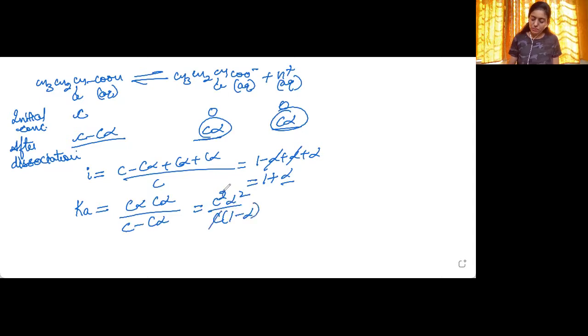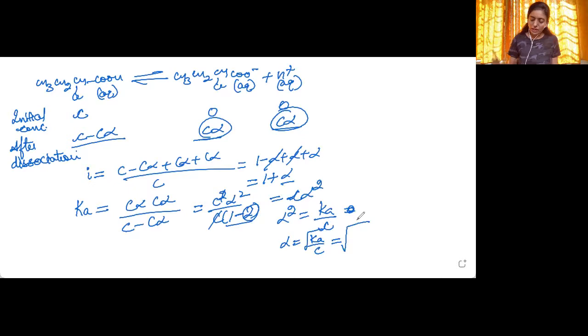So I can just write C square alpha square upon C(1 minus alpha). This C will get cancelled. Now, because the dissociation will not be very large, small dissociation will be there, we can just neglect alpha in comparison to 1 in the denominator. So it will be equal to C alpha square. This is an approximation that we take. Okay, so now from this, alpha square will be equal to Ka upon C, so we can just write alpha will be equal to root of Ka upon C.